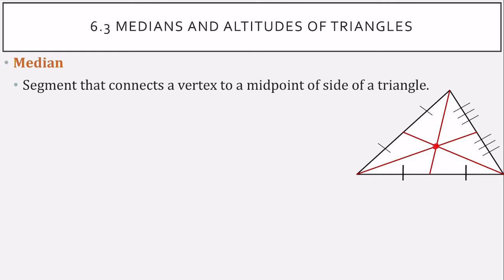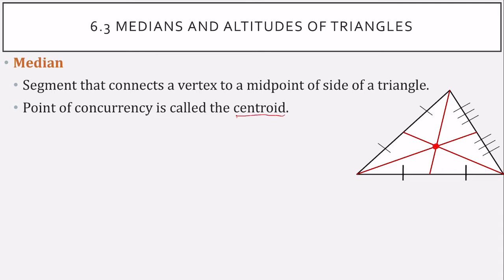What's the name of the word we use to describe lines that meet in one point? That's right, concurrent. That point of concurrency is called the centroid. The centroid is the balance point. So if you were to cut this triangle out of cardboard, it would balance on the centroid.